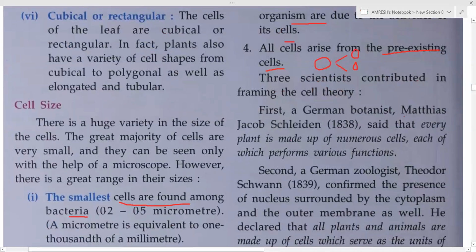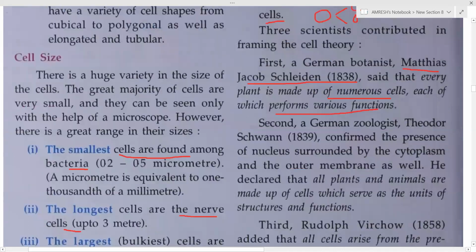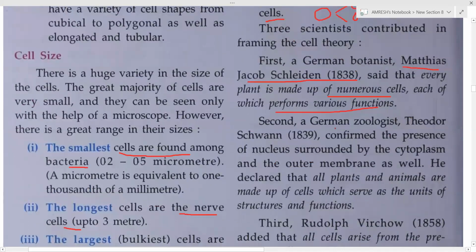First, the German botanist Matthias Jacob Schleiden said that every plant is made up of numerous cells, each of which performs various functions. He was a botanist and told about plants. Next, a German zoologist, Schwann, confirmed the presence of a nucleus surrounded by cytoplasm and the outer membrane as well, and declared that all plants and animals are made up of cells which serve as the unit of structure and function.